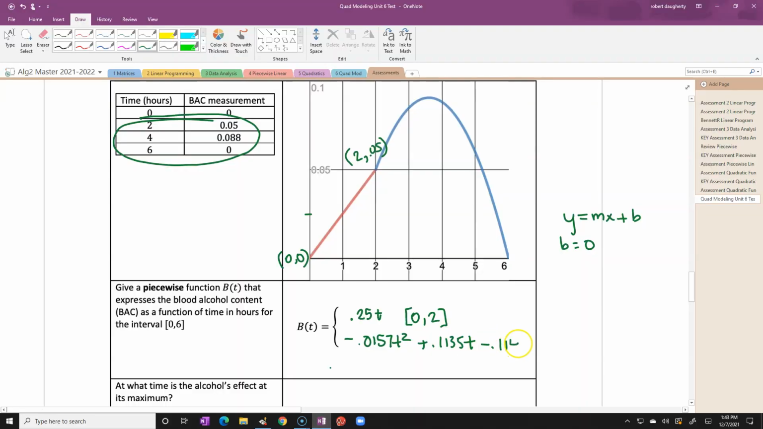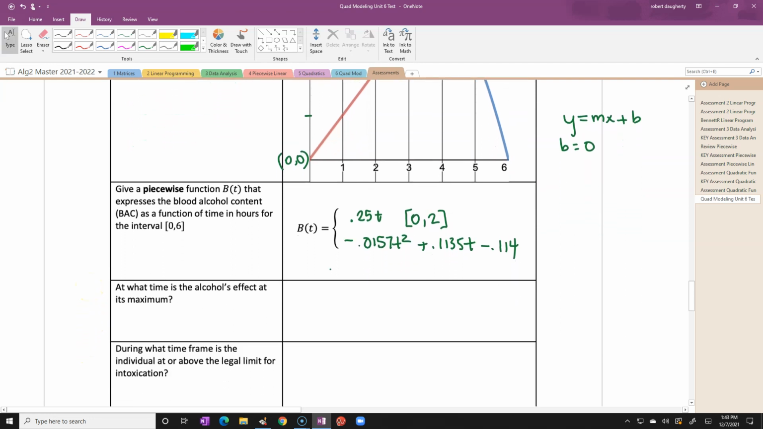Minus 0.114. That's the quadratic model for the blue parabola that you see there. At what time is the alcohol's effect at its maximum? That's code for go find the x-coordinate of the vertex. So negative b over 2a, that's going to be negative 0.1135 over 2 times negative 0.0157. And when you find that, it turns out to be about 3.6 hours.